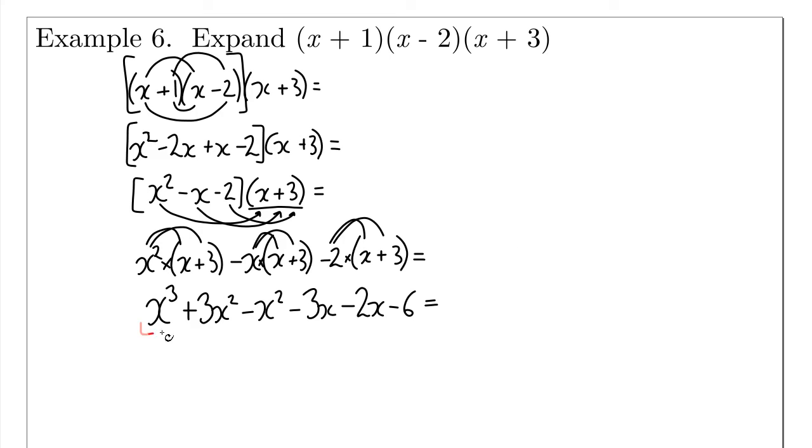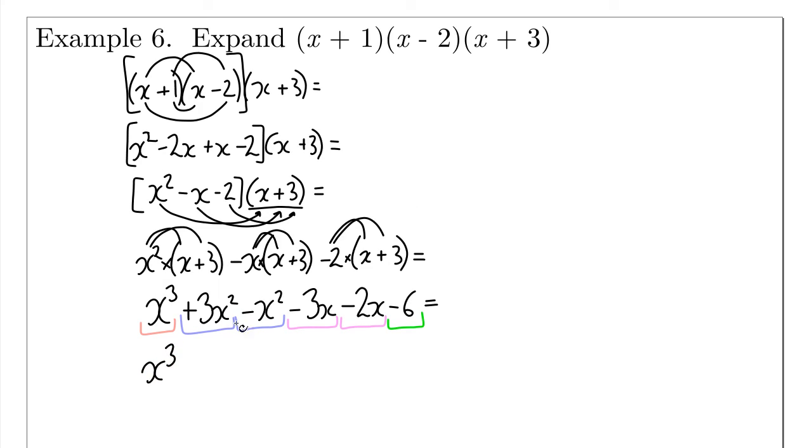What we see is that this term here, x cubed, is the only term with x cubed, so it won't simplify. Likewise with the minus 6 at the end here, it's the only term without any x, so it won't simplify. But the plus 3x squared and the minus x squared, they are both in terms of x squared. They will simplify together. And minus 3x and minus 2x, they'll simplify together because they are both in terms of x.